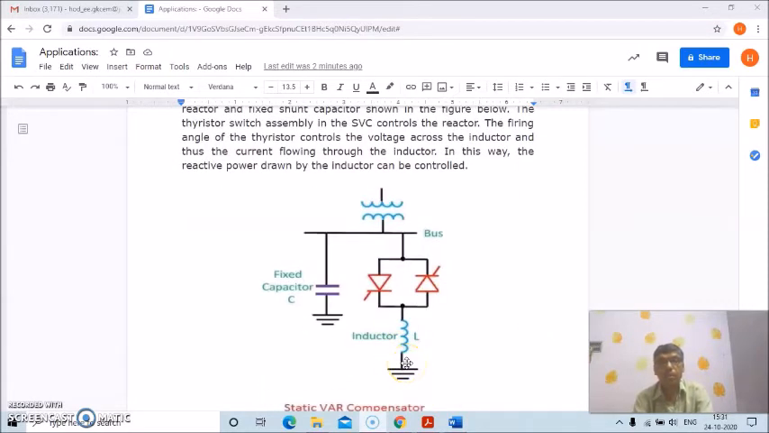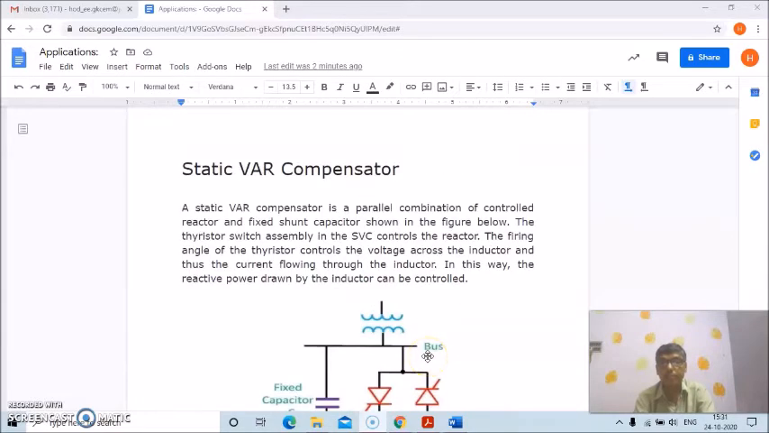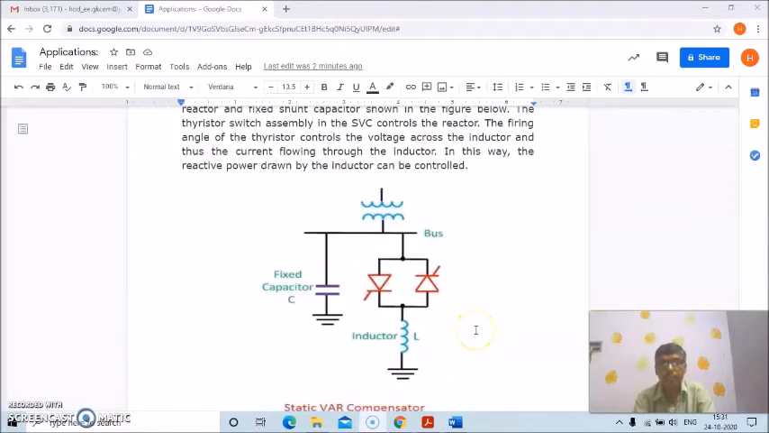The thyristor switch assembly in the static power compensator, or SVC, controls the reactor. The firing angle of the thyristor controls the voltage across the inductor and thus the current flowing through the inductor. In this way, the reactive power drawn by the inductor can be controlled. So basically, this is the static power compensator.